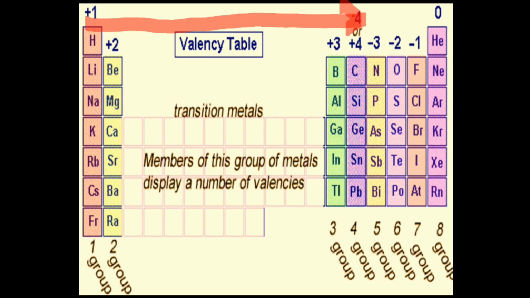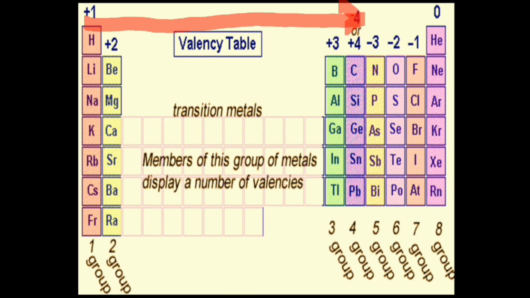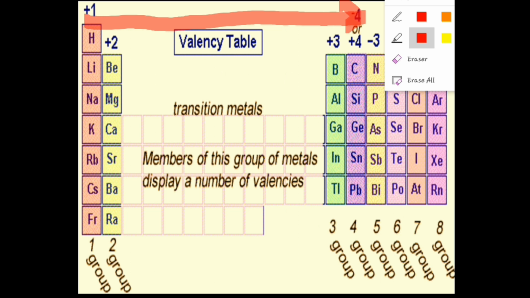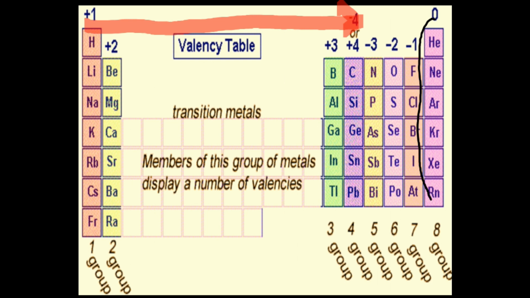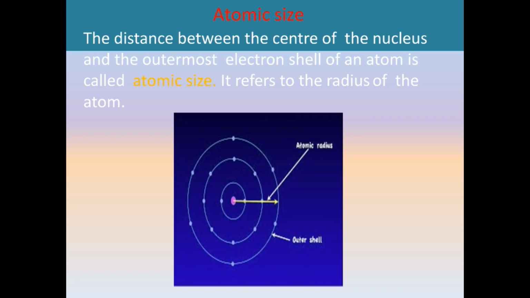The valency for this last group. So this last group, which group is that? What do you call that group? This last group, we call them inert gases, right? So this group will show a valency of 0. So as you can see, the trend is it increases from left to right, then decreases, and finally it will be 0 for the inert gases.